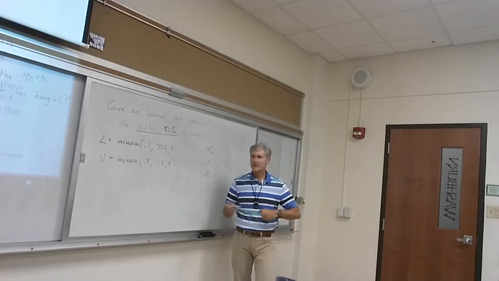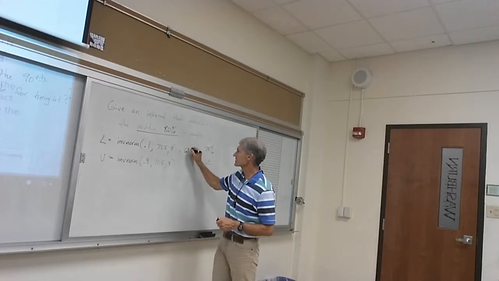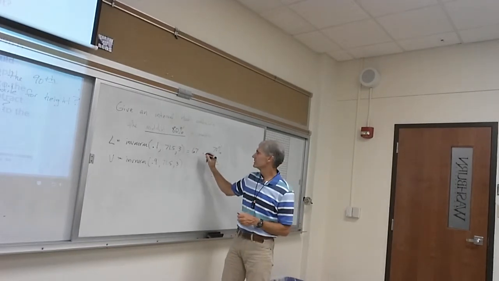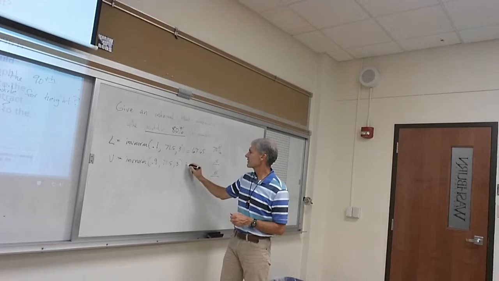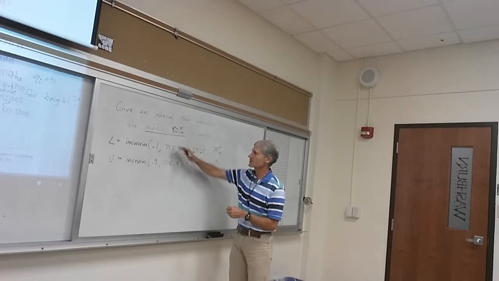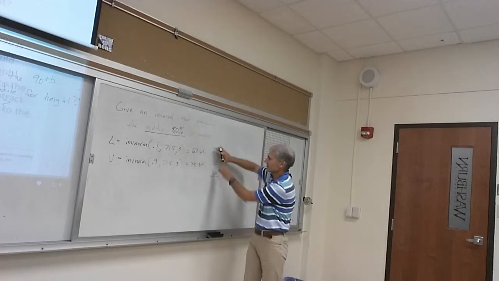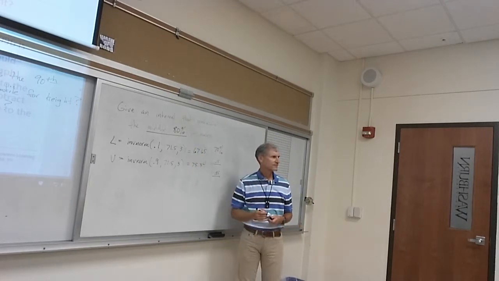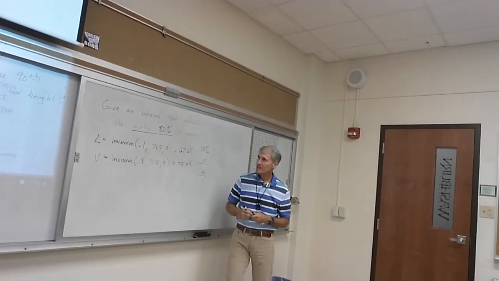Your answers for them, like the 67.65 through 75. I actually never did. I didn't remember to write them down. So say it again. 67 point what? 65 and 73.4. Those are the answers for the middle 80%, not this one.